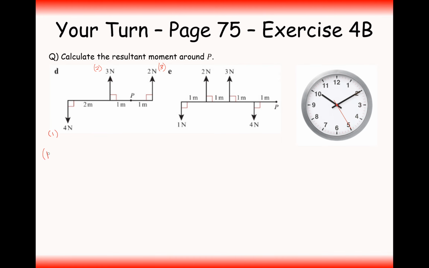So for the moment on force number 1, it's going to be a calculation of 3 times 4, which is 12 Newton meters. And if we put the clock at the center point of P, we can clearly see here it's going down on the left hand side of the clock, which would be going in the anti-clockwise direction. So this is going to be anti-clockwise.